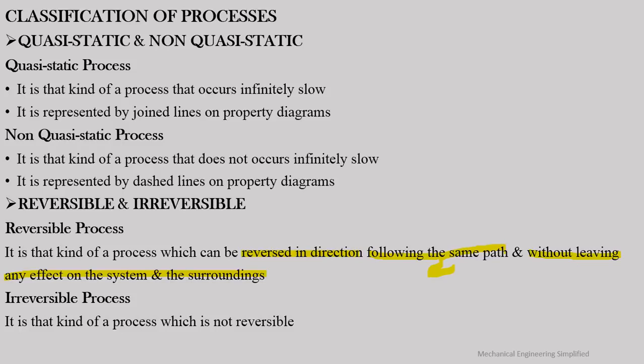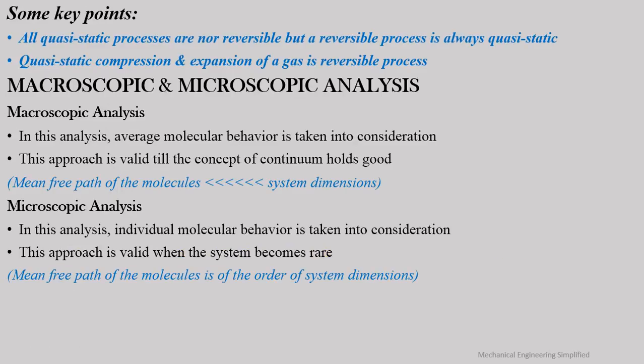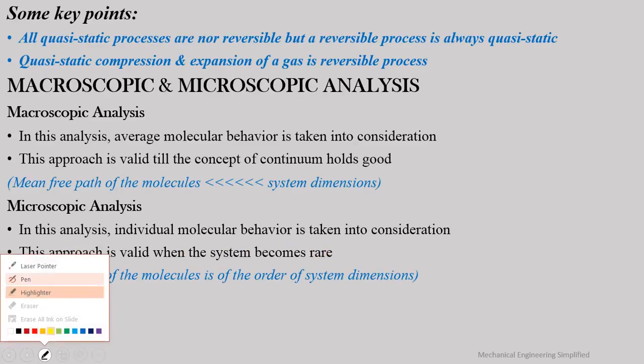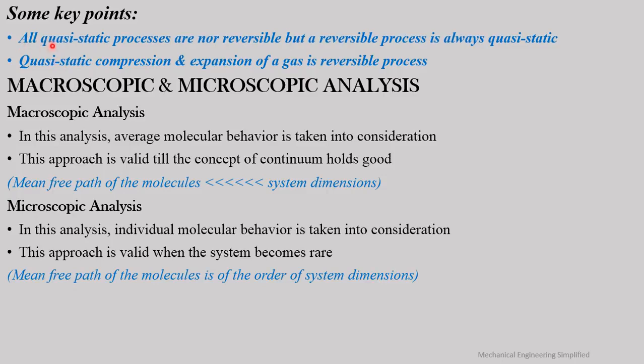If all these three conditions are satisfied, then only we say that the process is a reversible process. If any one or two or all three of these properties are violated, then we say that the process is not reversible. So for a process to become reversible, all three conditions need to be followed. Then we have some important points on quasi-static processes. Please make it clear: not all quasi-static processes are reversible, but a reversible process is always quasi-static.